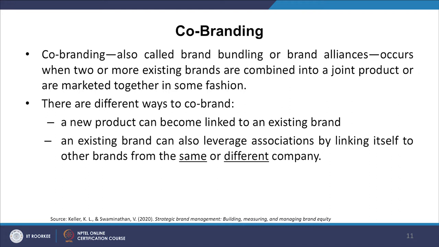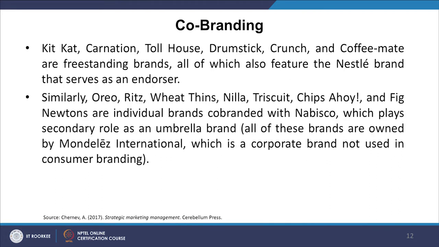And then there can be several such joint names which you can find. For example, Kit Kat, Carnation, Toll House, Drumstick, Crunch and Coffee Mate are freestanding brands, which also feature the Nestle brand that serves as an endorser. So you may say that it is an umbrella brand, but the umbrella brand is not projecting itself to be the owner of that particular product. The name of the product is different, but the umbrella brand or the originator brand is actually projecting itself as a co-brand, branded or marketed by or sold by or manufactured by, this way.